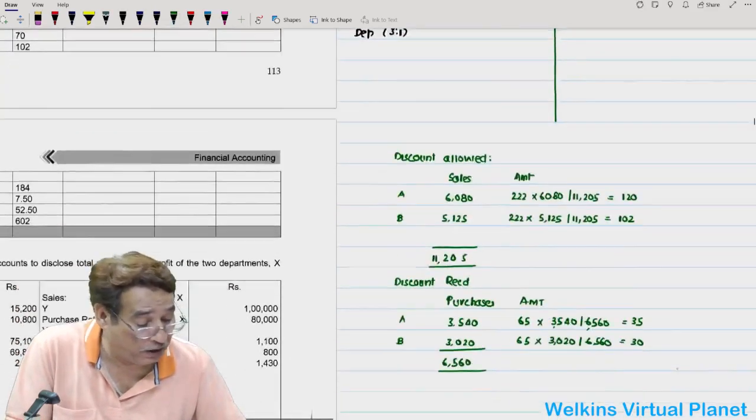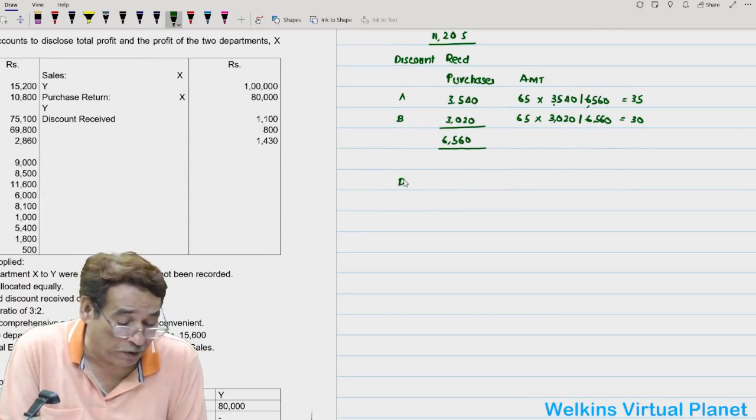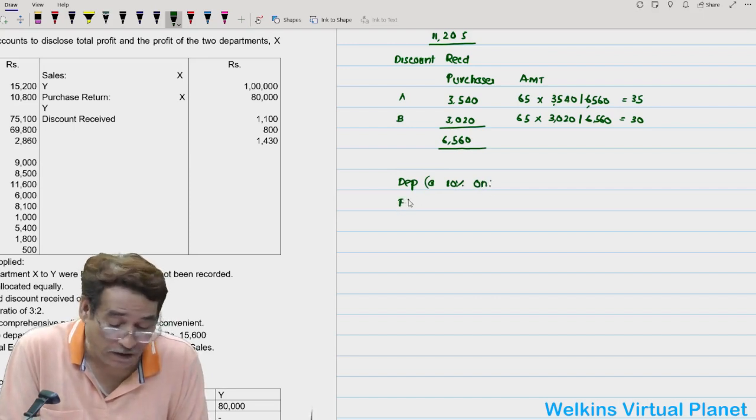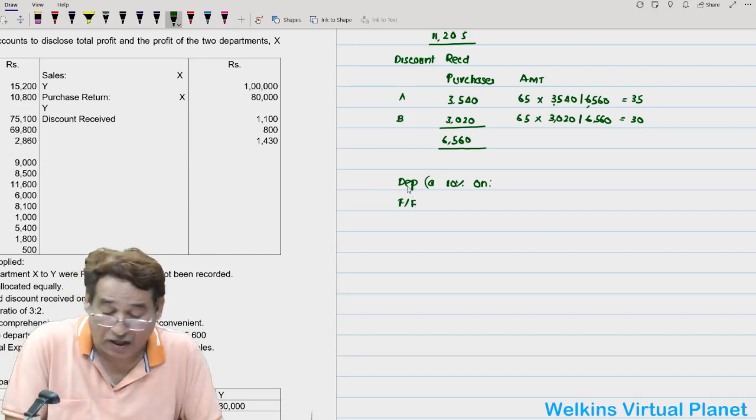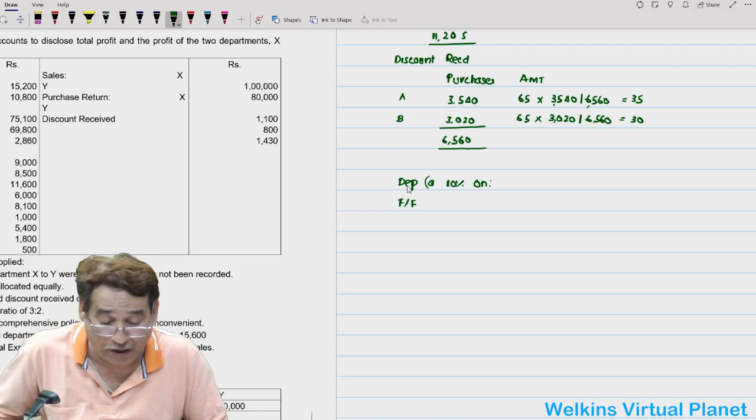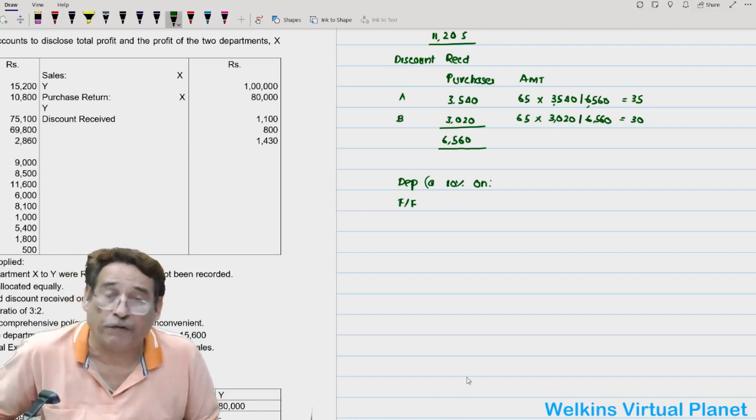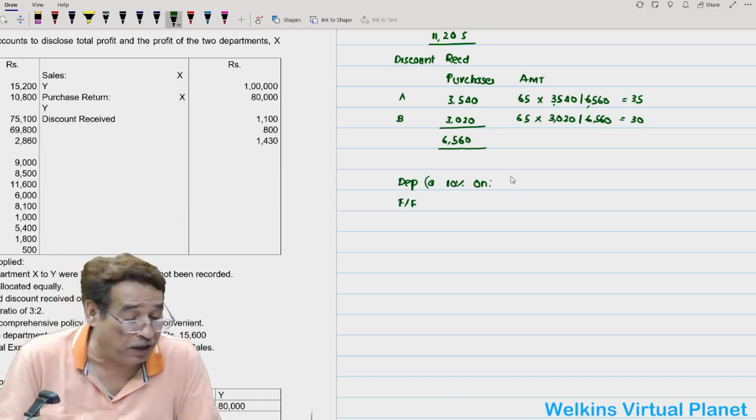Now, the only thing remaining is machinery depreciation. So we will compute the depreciation first of all. Depreciation at the rate of 10% on furniture and fittings. So we will have to look at the furniture and fittings amount and find out what the amount of depreciation will be. Now, if you look into your question, you will find that the furniture figure given to you is 300.